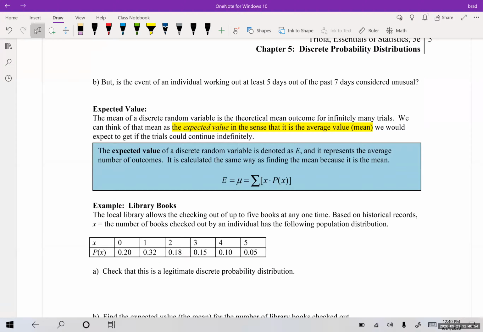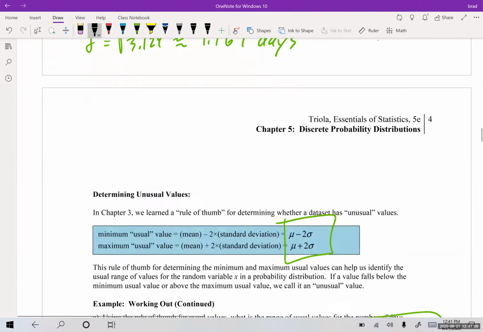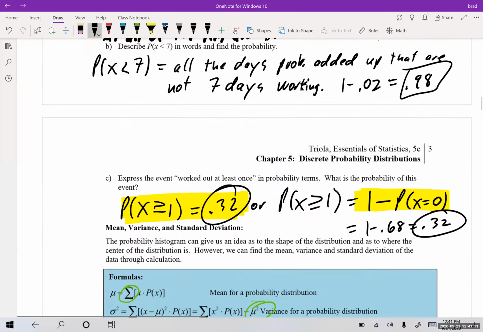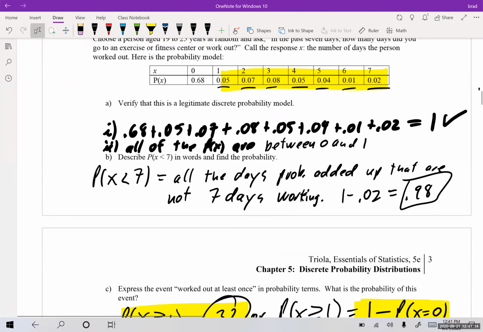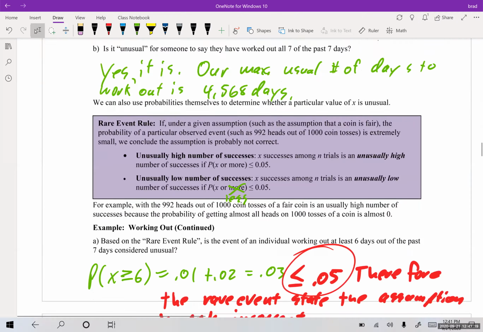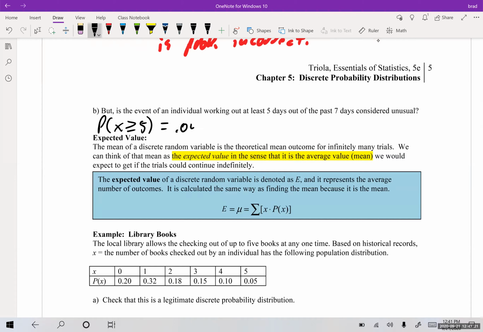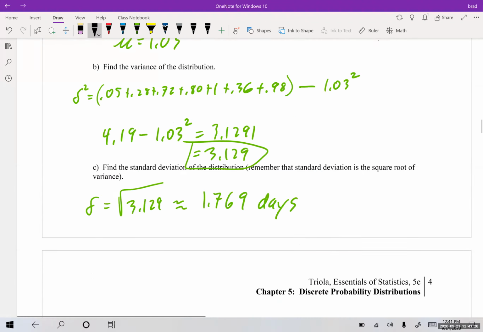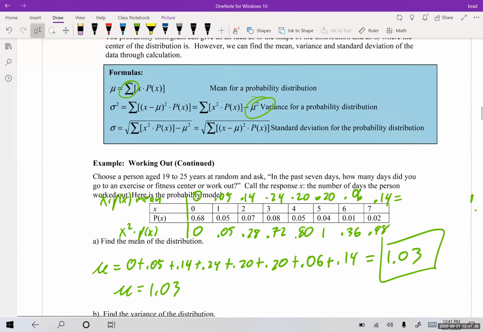But is the event of an individual working out at least 5 days out of the past 7 considered unusual? So let's see, at least 5. Probability of X is greater than or equal to 5. Now that would be, let's do 5 days. Where's that at? 0.04, 0.01, and 0.02. 0.04 plus 0.01 plus 0.02. I think I wrote it out of order, but you guys get the idea. Oh no, that was right.